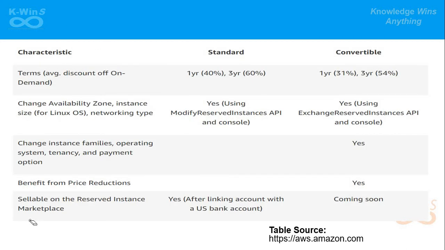When we check our reserved instances, they are classified into 2 categories, standard and convertible. The average discount for standard reserved instances is high when comparing it with convertible reserved instances. For both reserved instance types, we can modify the availability zone, instance size, and networking type. Whereas the convertible reserved instance comes with the additional characteristic of changing the instance family, operating system, tenancy period, and the payment option. We can sell the reserved instances in the marketplace, which are grouped according to the term remaining and the hourly prices.